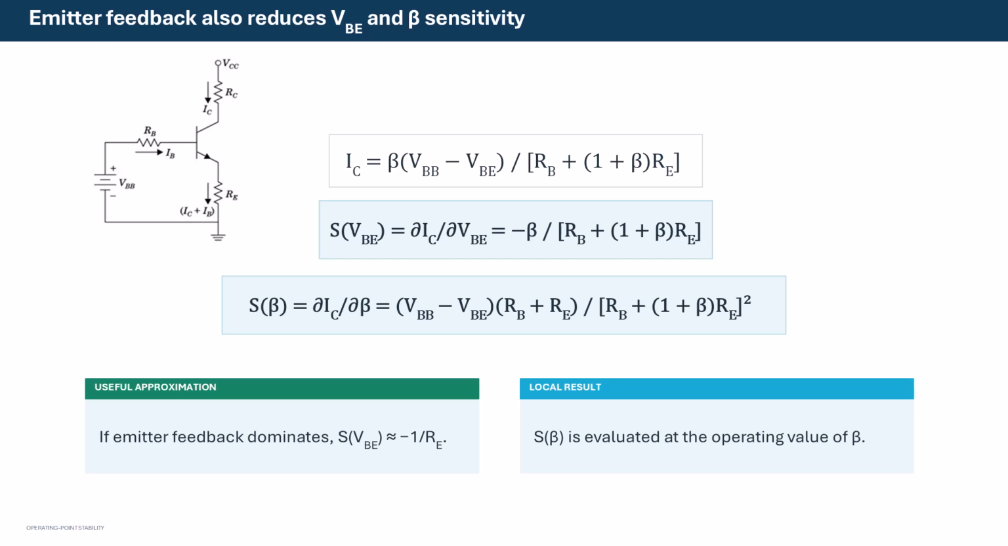Neglecting leakage current for these derivatives, collector current is beta times the Thevenin drive voltage divided by the base resistance plus 1 plus beta times the emitter resistance. Differentiation gives the two sensitivities shown. When beta is large and emitter feedback dominates, the base emitter voltage sensitivity approaches minus 1 over emitter resistance. The beta sensitivity remains positive but becomes small when the emitter term dominates the denominator.